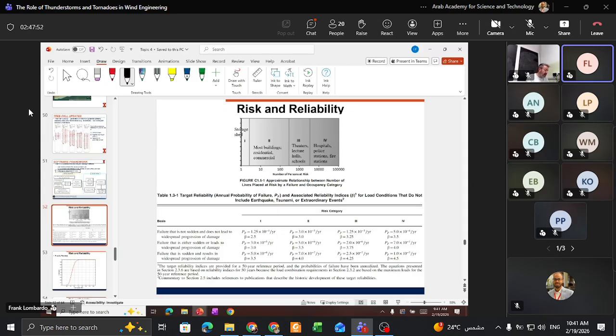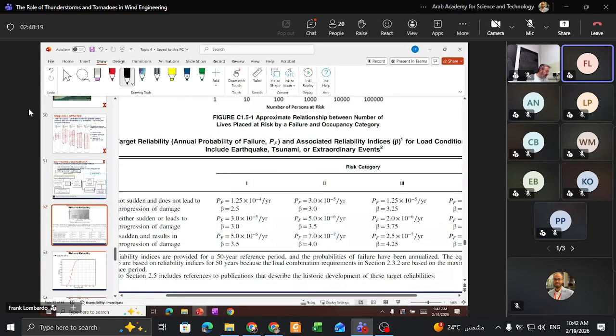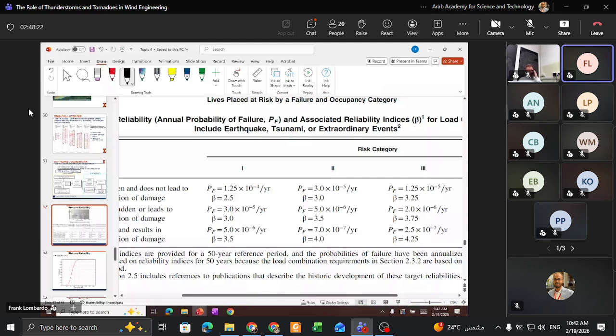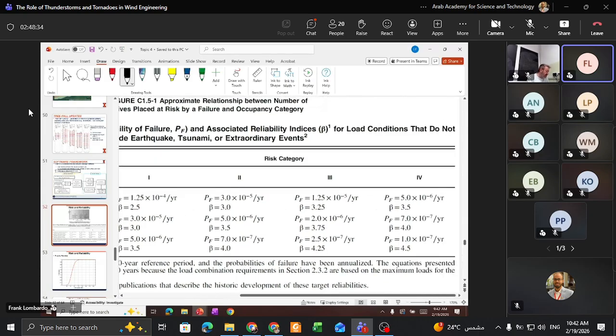You can see at the top, the four columns are the four risk categories. Here on the left-hand side are the defined limit states in ASCE for each risk category. The limit states are broader: failure that is not sudden and doesn't lead to widespread damage progression, failure that's sudden and results in widespread progression, and so on. For each risk category they have two numbers: a probability of failure, and a beta value. This beta value, our reliability index, is a target related to the annual probability of failure in this case.